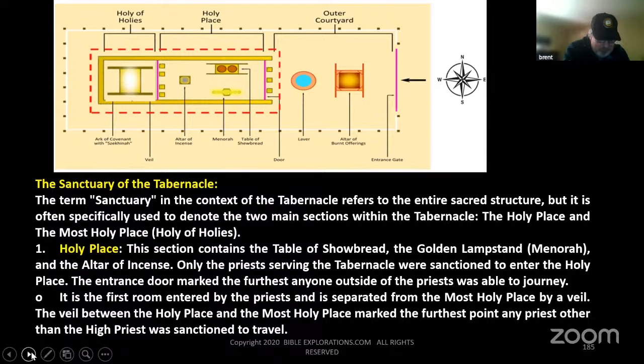The holy place contains the table of showbread, golden lampstand, and the altar of incense. So the holy place is this little section in here. It is the first room entered by the priest and separated from the most holy place by a veil. The veil between the holy place and most holy place marked the furthest point any priest other than the high priest was sanctioned to travel. So the door of this sanctuary, the first door over here, marked the place as far as the common person could go. Only the priest could enter through this door. The veil, only the high priest could enter.